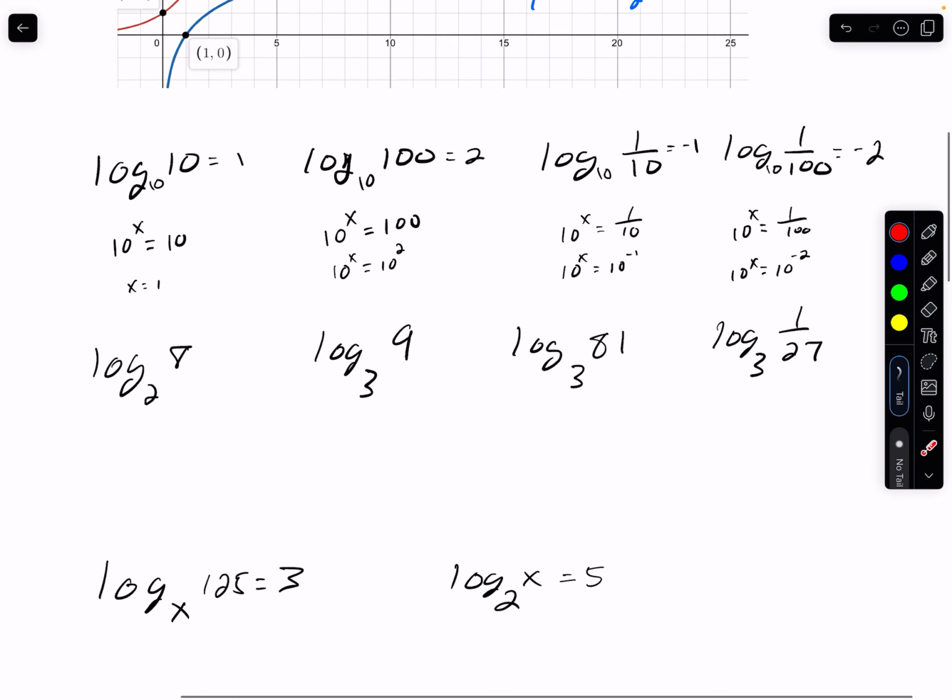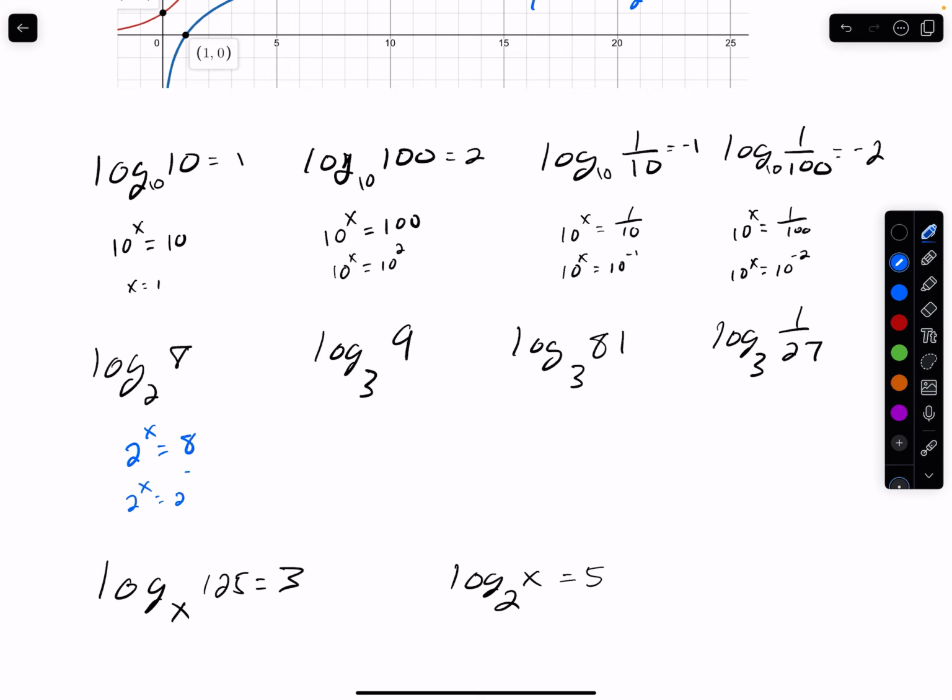We have log base 2 of 8. So I would say, well, 2 to the what power is 8? Use your common base knowledge here. So I've got 2 to the third power, so this has to equal 3. And pretty soon you won't even have to necessarily set up your exponential equation, but it's a good habit to get into.